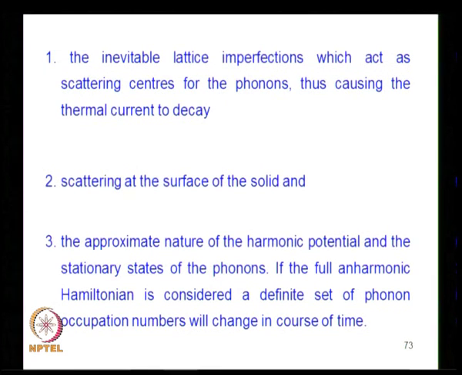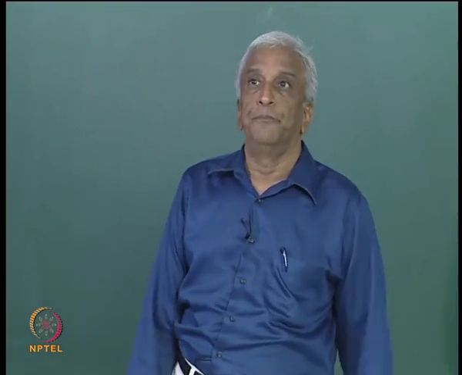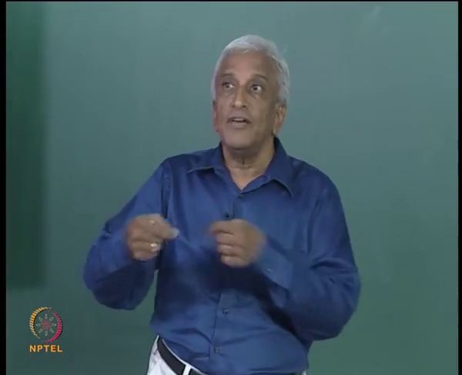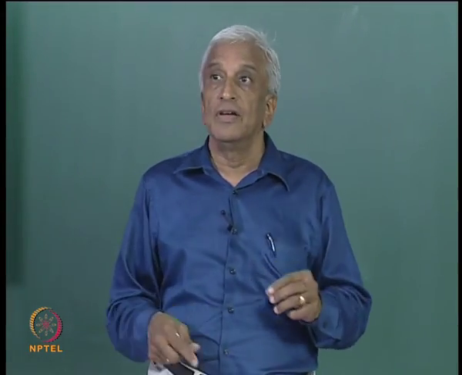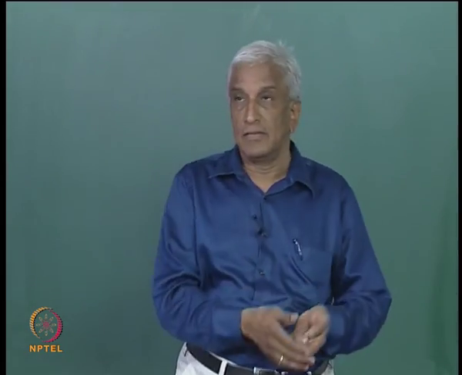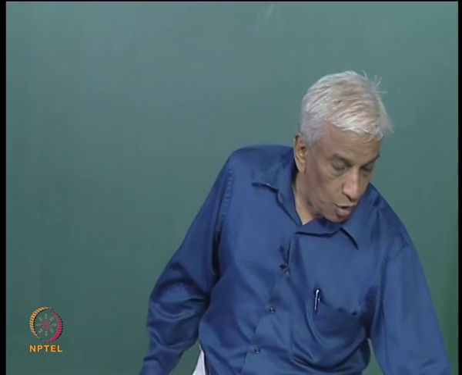However, the thermal conductivity of a real insulator will be finite for the following reasons. One, the inevitable lattice imperfections which act as scattering centers for the phonons, thus causing the thermal current to decay in time. Two, the scattering at the surface of the solid, and three, the approximate nature of the harmonic potential and the stationary states of phonons. If the full anharmonic Hamiltonian is considered, a definite set of phonon occupation numbers will change in course of time. This again will mean that the thermal conductivity becomes finite. So, anharmonicity is the key to understanding the behavior of thermal conductivity of solids.